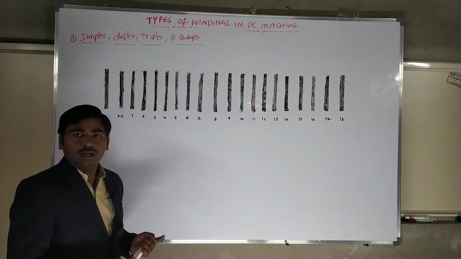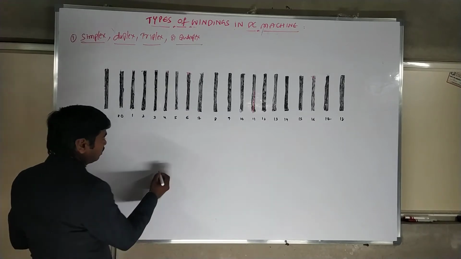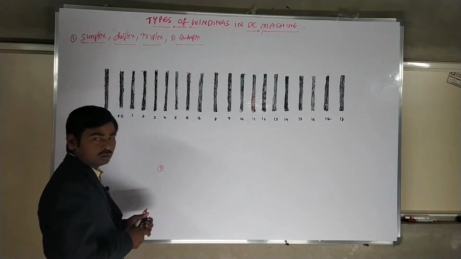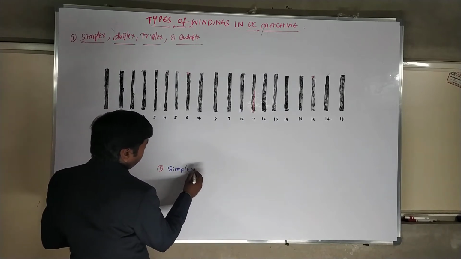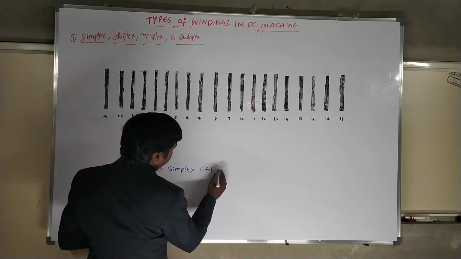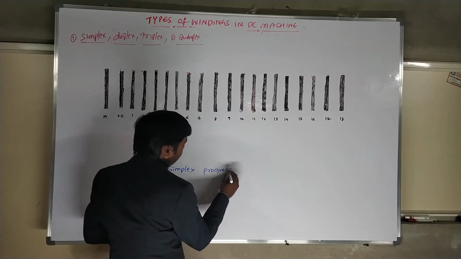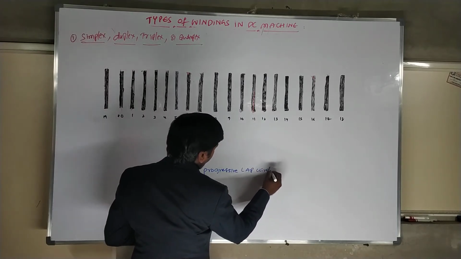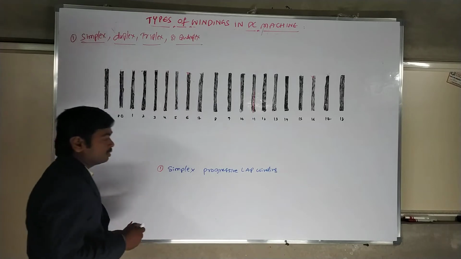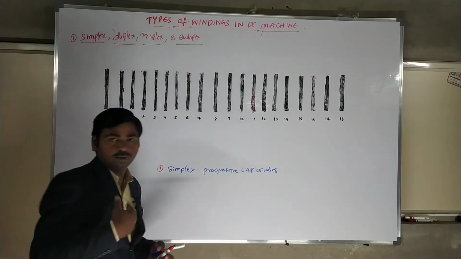Next, I should draw a lap winding. First I should draw, it's better for understanding. Here I should draw a simplex progressive lap winding. First, one by one, we will come. A lap winding I should draw.